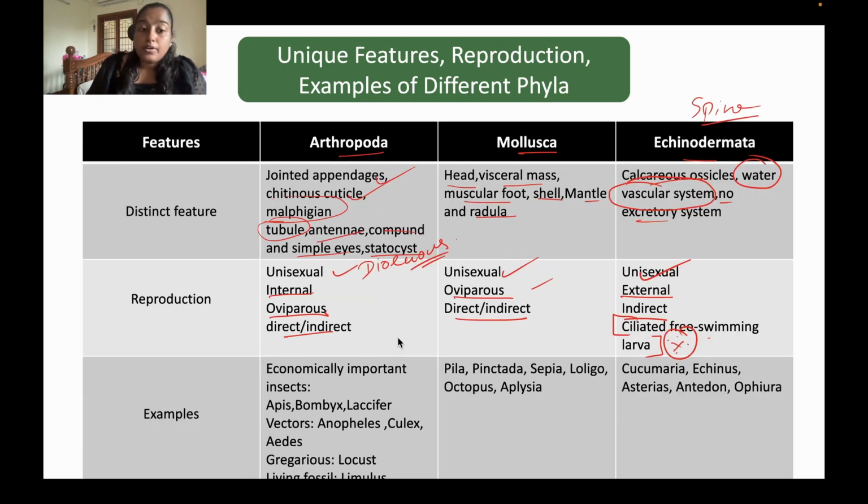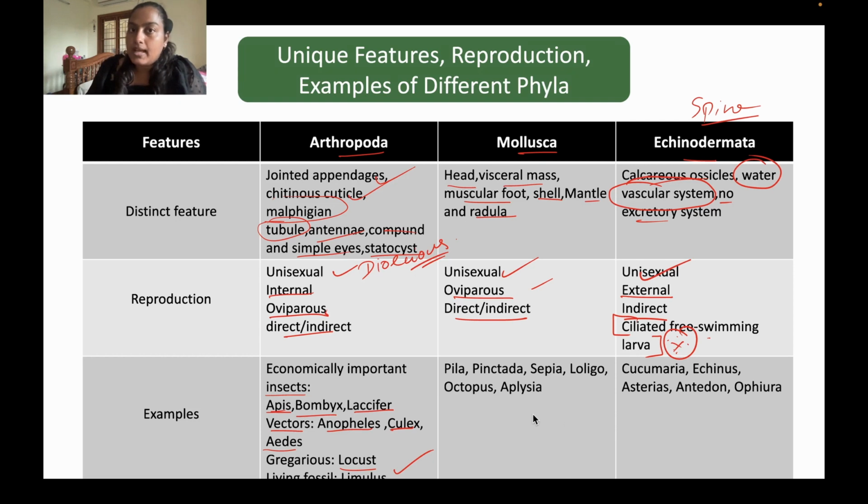Very, very important examples, children. Economically important insects, right? Apis mellifera, Apis florae, right? A lot of bees are there, right? Apis mellifera is the most commercially used Italian bee for honey production. And then Bombyx and Laccifer, yeah. And vectors, if you see, Anopheles mosquito, Culex and Aedes mosquito. Gregarious is locust and living fossil is Limulus. Note it down.